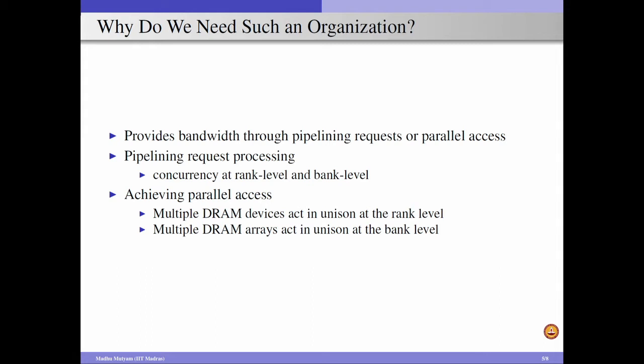Similarly, within a bank, we know that there is a collection of DRAM arrays such as X2 device or X4, X8 and X16. Given a request, all these arrays will work simultaneously and supply multiple data bits simultaneously. So that is where again we can exploit parallelism within a bank so that the overall bandwidth can be improved.